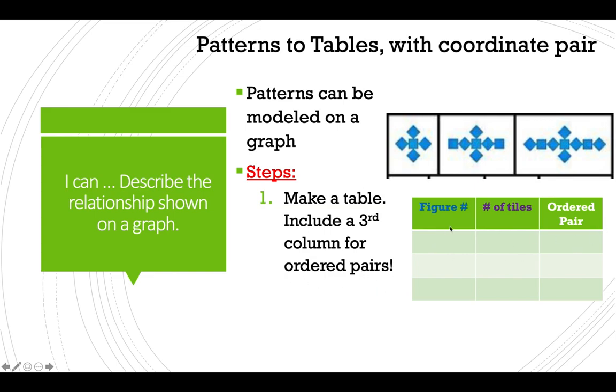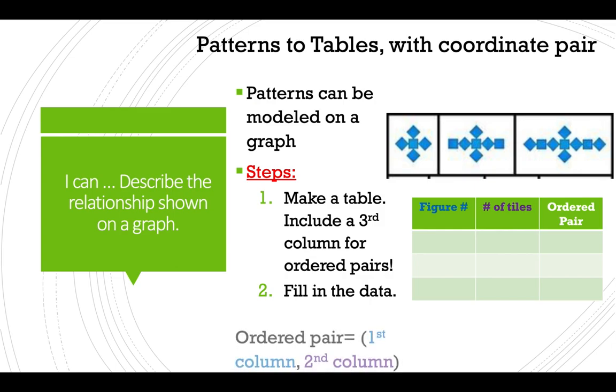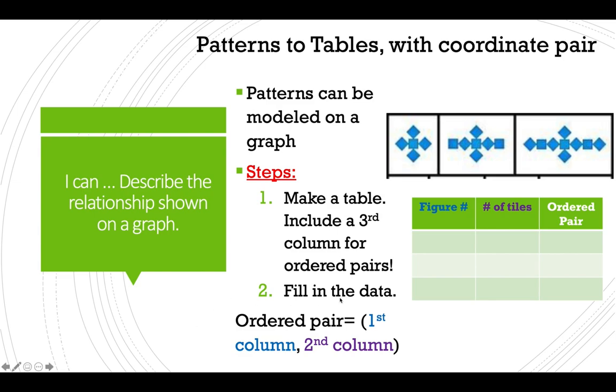Okay, I do suggest also that you bring out 2 colors. I've used blue and purple to identify the figure number and then also to identify the number of tiles. So you might want to get a highlighter out or something, and you'll see why this is going to help this concept stick into your brain if you're working with some colors. Okay, so do take a moment to set up your table. The next thing we do is fill in the data. Okay, I'll show this to you in a minute. And then the last thing that we do for part of filling in the data, and this is the main learning piece today, is the ordered pair in our 3rd column.